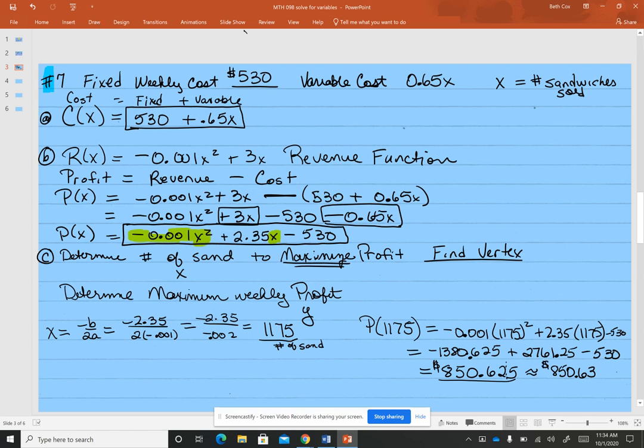Read carefully what this question is asking for. Here's my summation, or the end of my problem: weekly profit is going to be $850.63, and I get this profit when I sell 1,175 sandwiches.